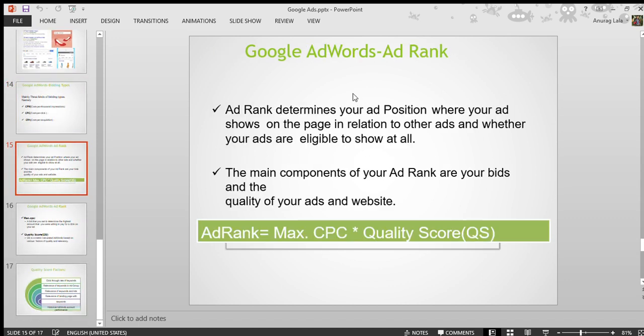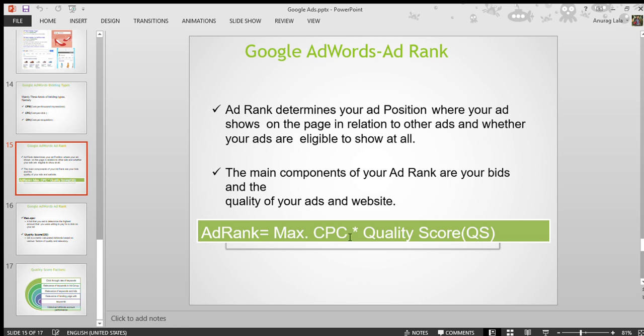Then it is Google AdWords ad ranking. How is ranking made? Ad rank is determined by the maximum CPC multiplied by quality score. Quality score means your website quality, including mobile friendliness. Some websites only operate on desktop, and when they are opened on mobile phones they are not compatible with the mobile view. In that case, Google will not rank your website at all. So ad rank directly depends upon the maximum CPC, the maximum cost per click.